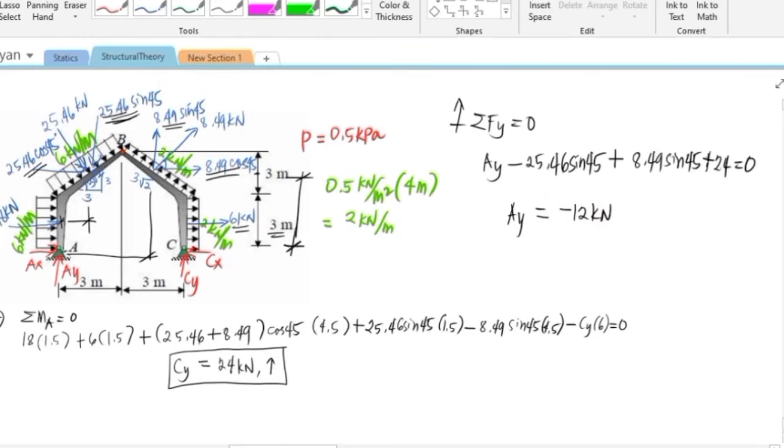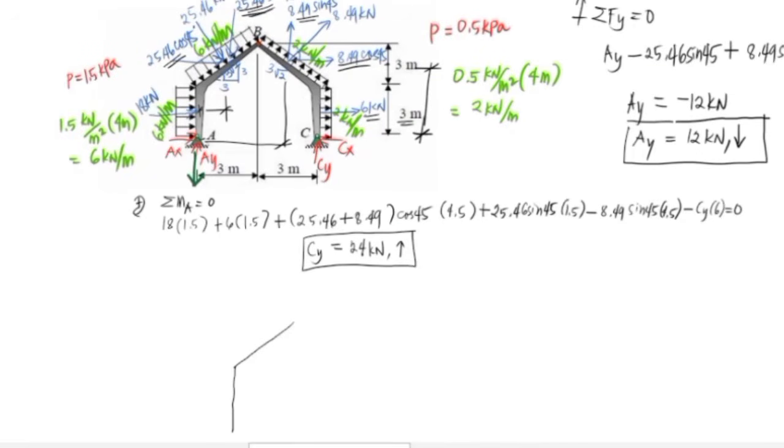Since negative yung lumabas na sagot, meaning mali yung assumption natin, AY is not directed upward, it is directed downward. So this is 12 kilonewton. Kontrahin lang natin yung assumption natin. This is directed downward. Now, if we are going to have our free body diagram for the member AB and the member BC, so ganito yung magiging itsura niya.